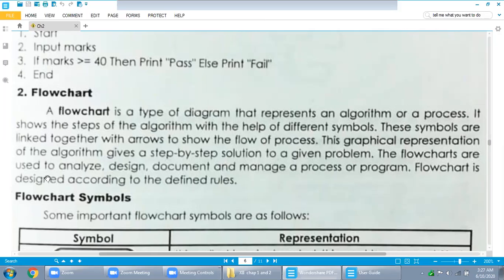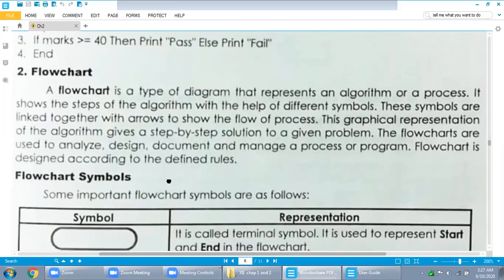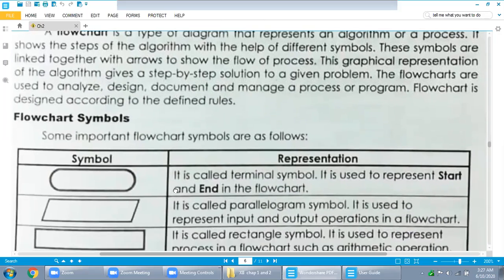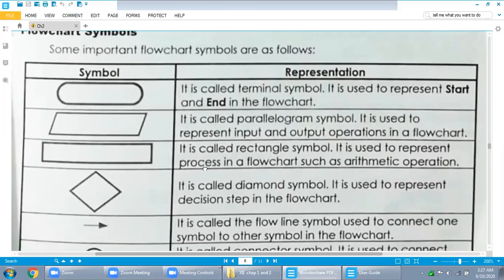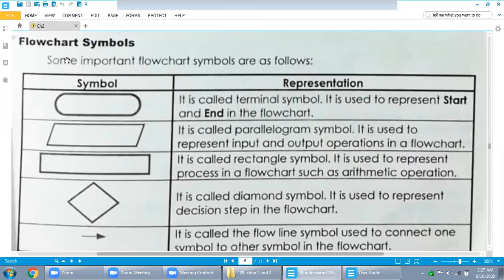Flowcharts are used to analyze, design, document, and manage a process or program. A flowchart is designed according to the defined rules. Watch over here, there is a table present, the flowchart symbols. Which symbol will we use when we have to draw a flowchart on an algorithm? So in the algorithm, the first step was start and the last step was stop.